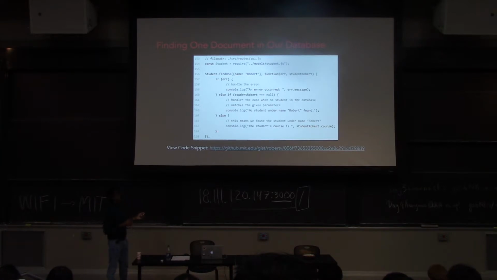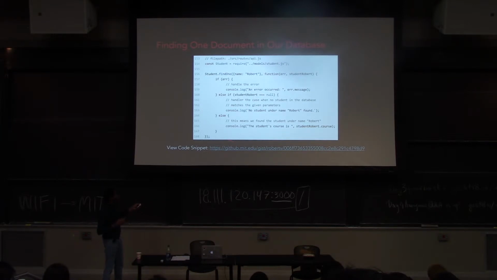If this is null, then whatever is inside of that block happens. That's why I say handle the case where no student is found in the database. But if that doesn't happen, then that means you actually found the student. So now we safely know that we actually found the student. Then you handle the case where you found the student, and you just say the student course is studentRobert.course. Okay? And you will see this pattern multiple times. You always have to check if you have an error, check if you found something, and if you did find something, do something with whatever you found.